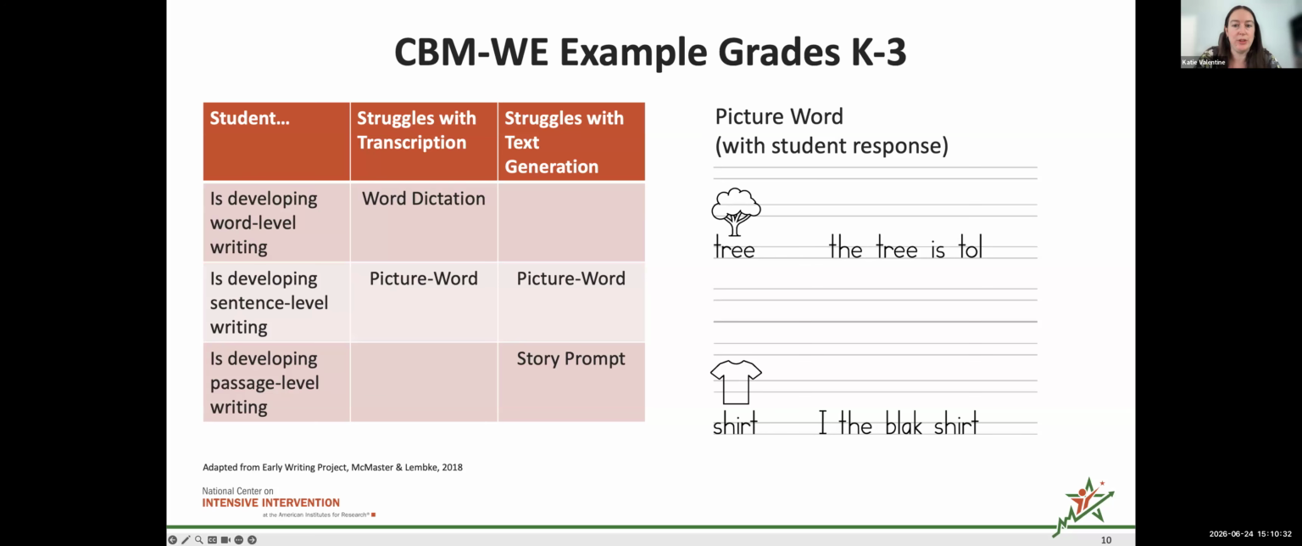We also do want to measure students writing connected text at the passage level too. So that's where the story prompt piece comes in. These look like giving a student a quick story starter, maybe a sentence stem or a question about a story that they would write. And they're given 3 to 5 minutes to write a story, often the narrative genre for that.